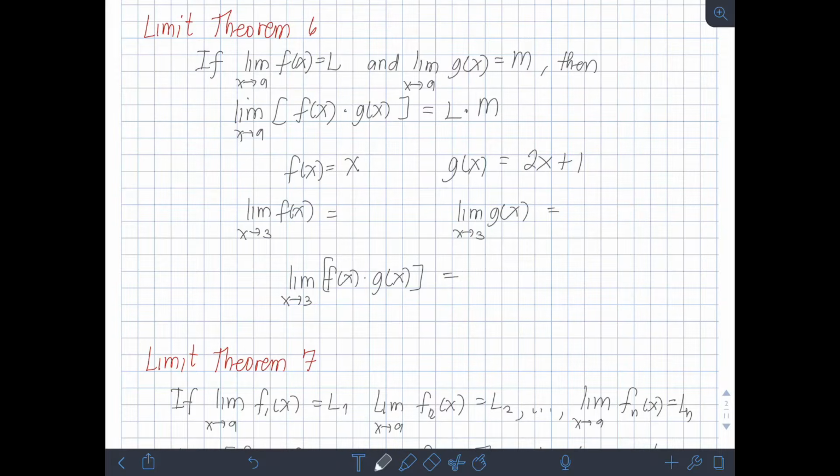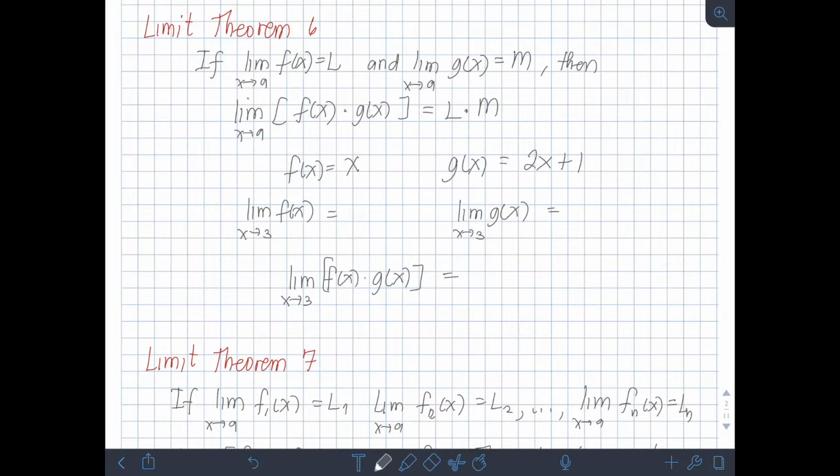If limit of f of x as x approaches a is equal to L, and limit of g of x as x approaches a is equal to m, then limit of f of x times g of x as x approaches a is equal to L times m. So, this time, it is the multiplication version of limit.